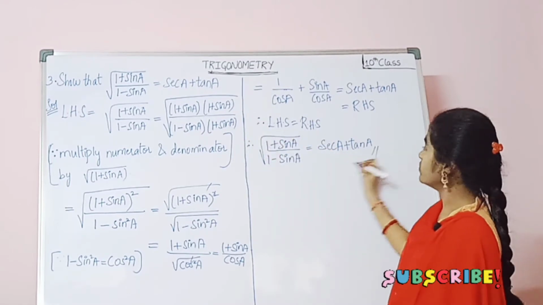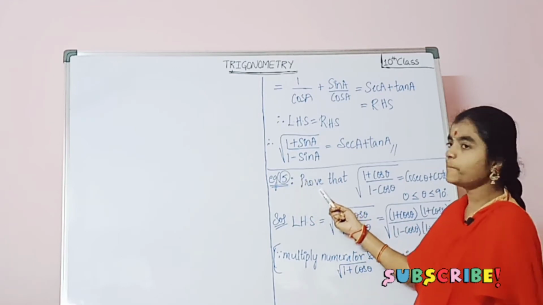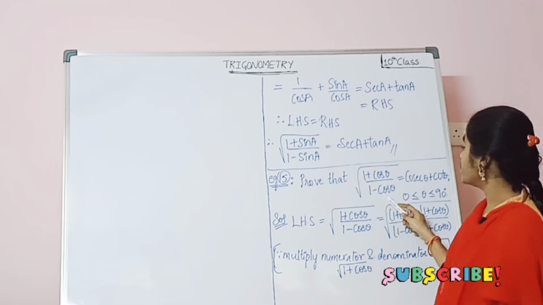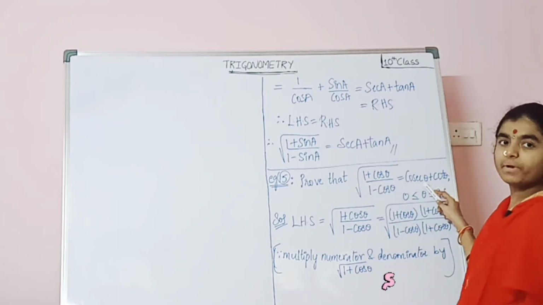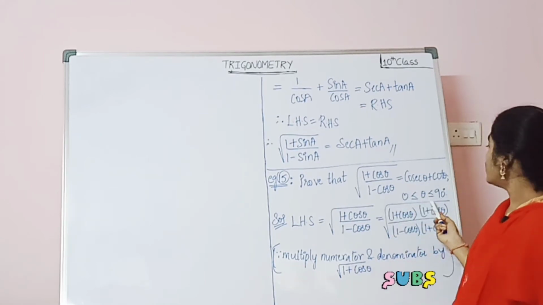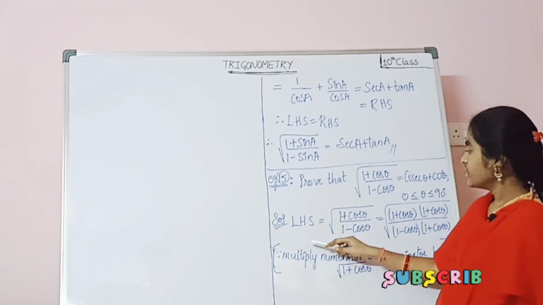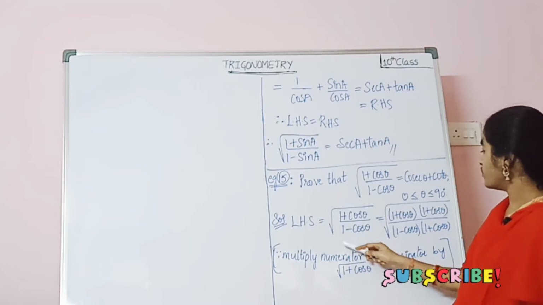This is the solution. Now example 15, which is similar to this third problem, is given here. Prove that root of 1 plus cos theta by 1 minus cos theta equals cosecant theta plus cot theta, where 0 less than or equal to theta less than or equal to 90 degrees. So what is LHS here? LHS equals root of 1 plus cos theta by 1 minus cos theta.